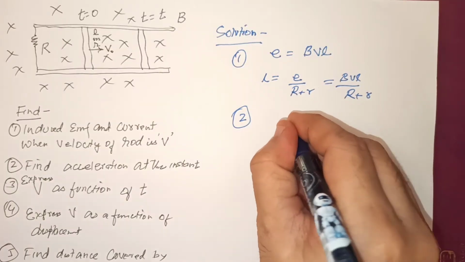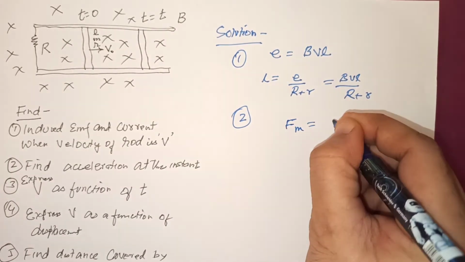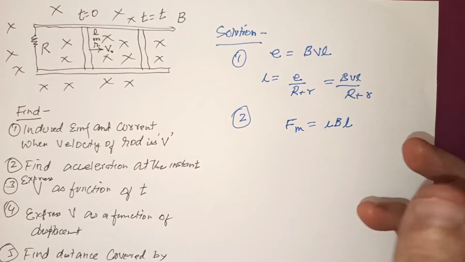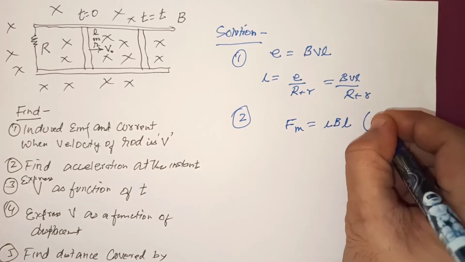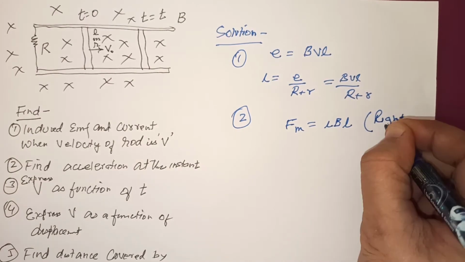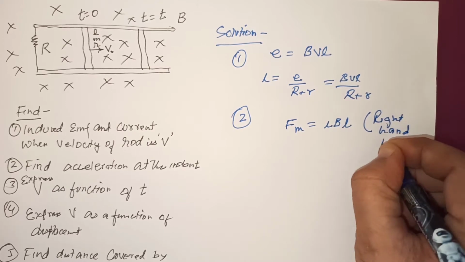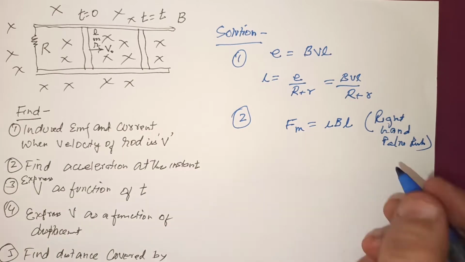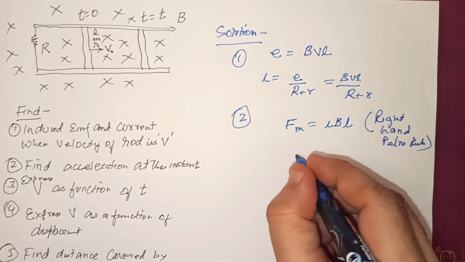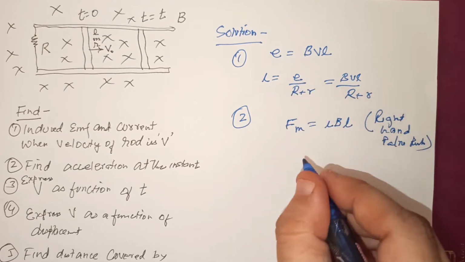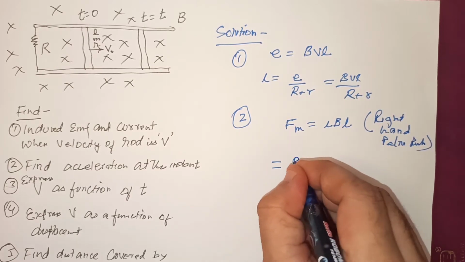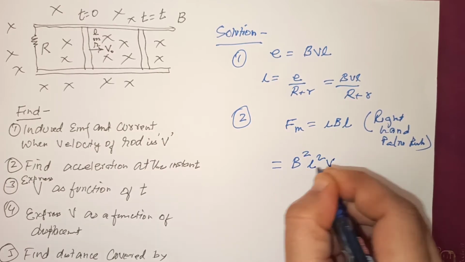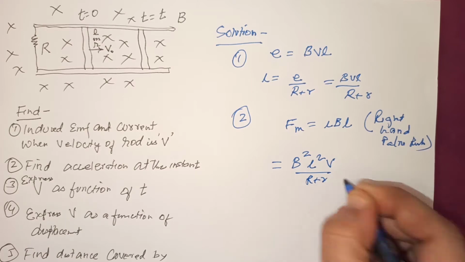Second is the force on the rod, which would be IBL, you know why. So if you apply the right hand palm rule, right hand palm rule. Now I'm just replacing the value of I from what we got here. So it becomes B square L square V by R plus r.